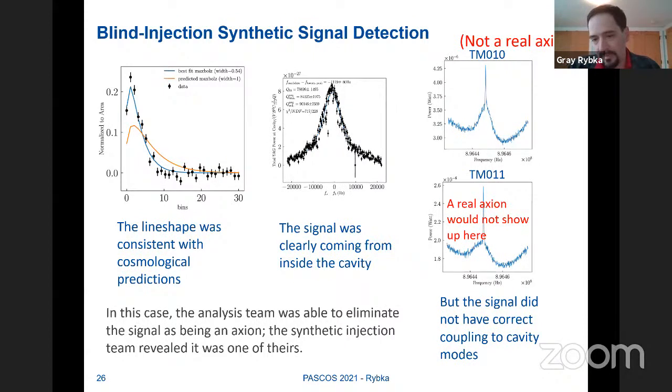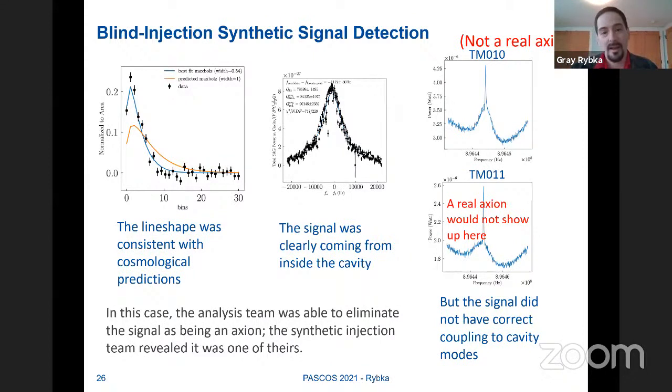However, the operations team decided to do one of our very serious tests, and that is, does the signal interact with the different cavity modes as expected? The TM010 mode interacts well with axions. The 011 mode does not. An axion signal should vanish in the 011 mode. This signal was present in both of them, and so we were able to actually catch the synthetic injection team before we started writing the paper, and they raised their hand and said, haha, got you.